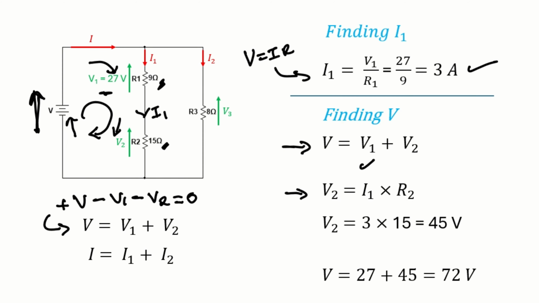According to Ohm's law, V2 should be equal to I1, because the same current is going through the 9 ohm resistor and the 15 ohm resistor, so that is 3 amperes times R2, which is 15 ohms. If you multiply both, you will get 45. We know that V is equal to V1 plus V2, where V1 is 27 volts, given in the question itself, and V2 we just found out, which is 45. If we add them up, we get 72 volts as the supply voltage.